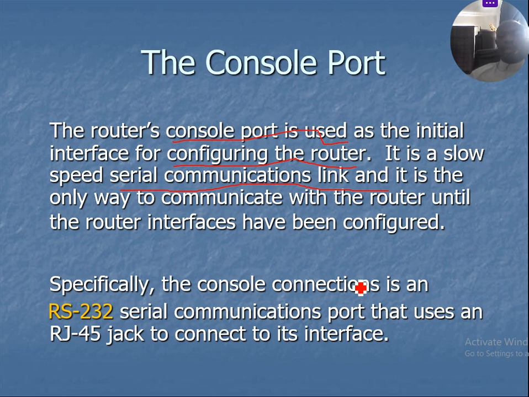It's an RS-232 serial connection port. So it's the only way we can send any message or any signal to the router, to configure the router to adapt to all the interfaces. So we say the console connection is an RS-232 serial communication port, and it uses what we call the RJ45 jacks to connect to its interface. Let's move on quickly.